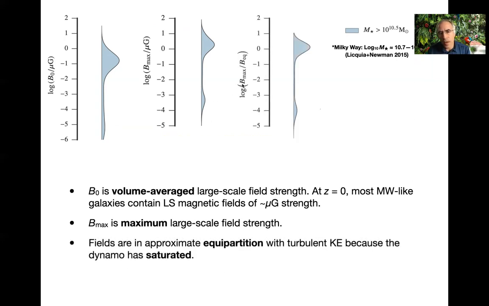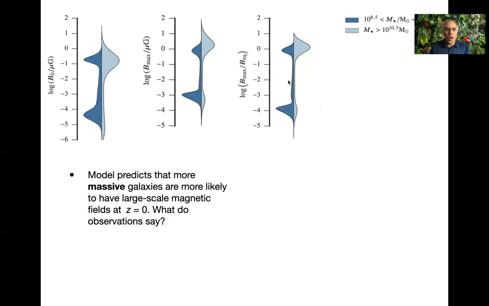And then you can look at this value relative to the equipartition strength. Equipartition is basically B equipartition squared is 4 pi rho v squared, where v is the turbulent velocity. And you can see that it's of order 1, and so these fields have actually saturated, and they've reached roughly the equipartition value.